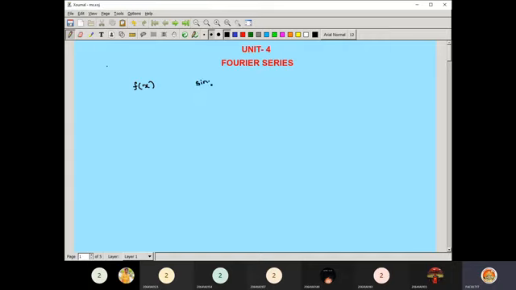One is that the function must be single valued. The meaning of single valued is that whenever you substitute the value of x, it should give only one particular value. If it gives only one value, that type of function you call single valued.